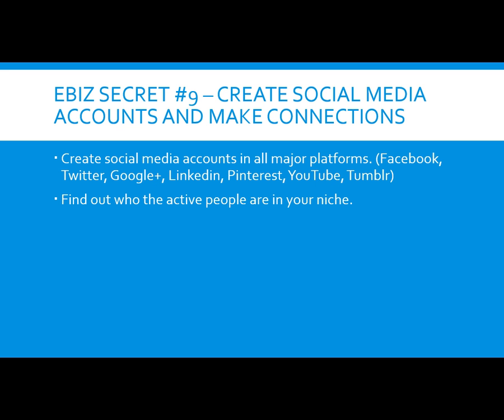One thing that you want to do is find out who the active people are in your actual niche. You can do that by going to Google and doing a search and finding out who the authors are, who the bloggers are, who's talking in the forums, who has Amazon books on the subject, who has articles on the subject. Find out who the active people are in your niche.